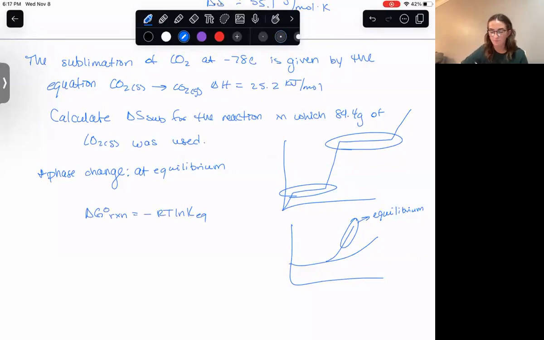Okay. But how do we know what K is if we're just subliming, if we're just going from solid to gas? I think this is how you're supposed to do it. I have not tried this, so let me just.